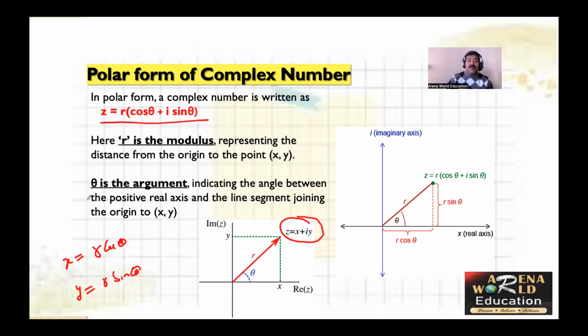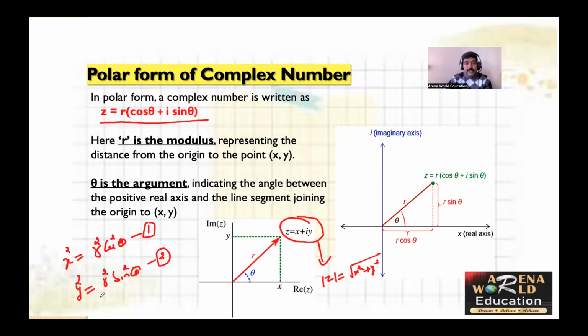Right? If we talk about modulus, what was the modulus? In this case, yes, the modulus was the square root of x square plus y square. If we square these equations, what will we get? x square is equal to r square cos square theta and y square is equal to r square sin square theta. Right? I'm writing here. x square will be r square cos square theta and y square will be r square sin square theta.